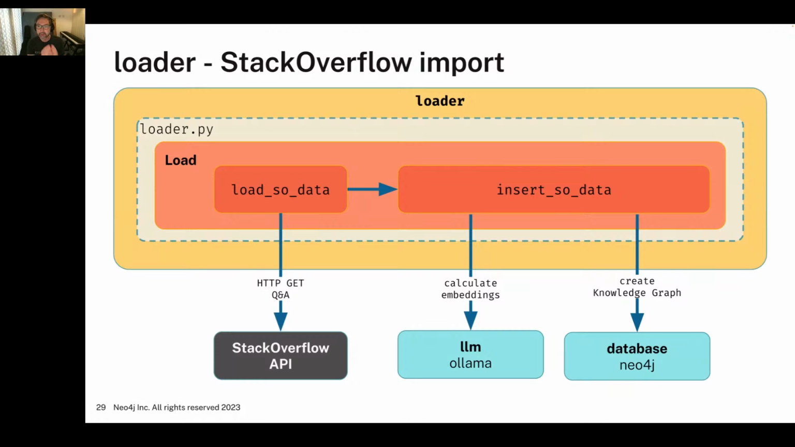That's really great. It's going to load a bunch of data. Now that we've got all the data from Stack Overflow, we're going to insert that into the database. It's the insert_data call inside of the loader.py that does all of the hard work. It calculates all the embeddings for each of the documents that are there, so all the questions and all of the answers, and then it creates the knowledge graph itself.